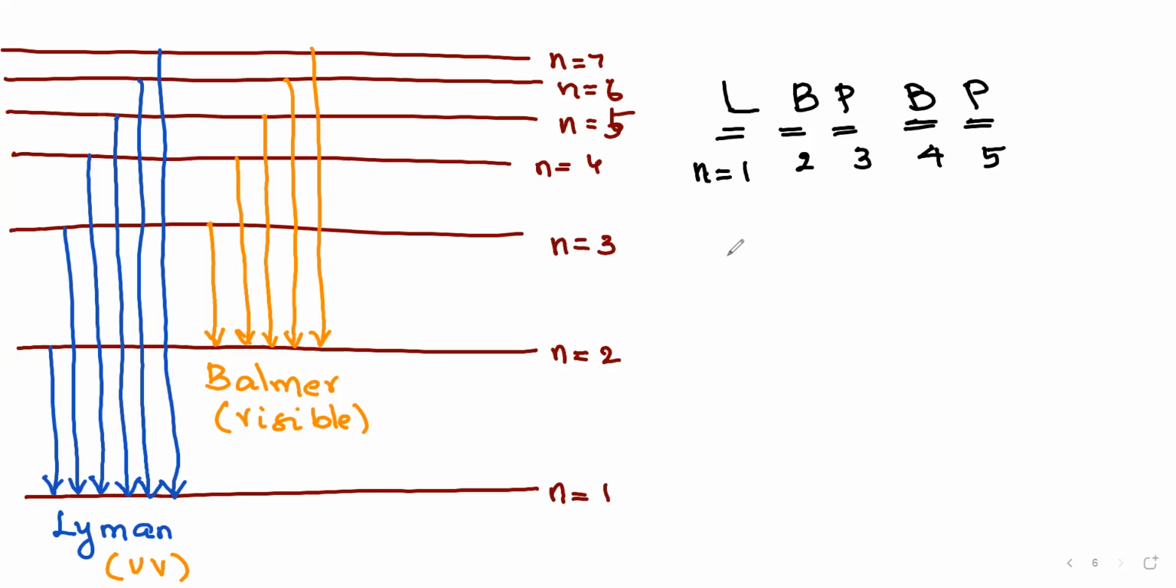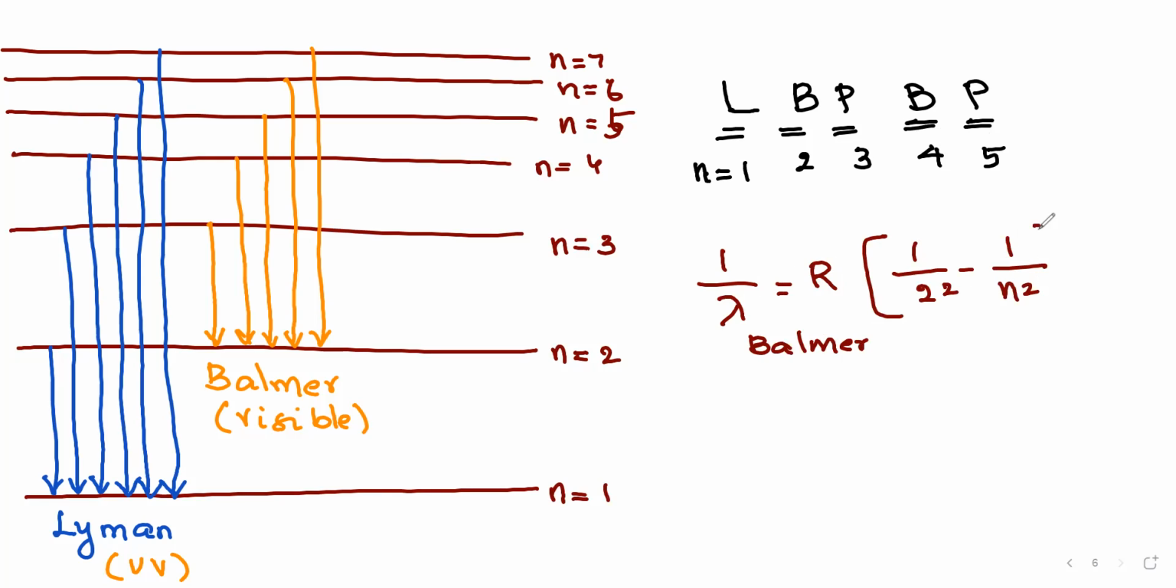And Balmer was the scientist who gave the empirical formula of 1 by lambda is equal to R into, since it is Balmer, the series it falls to is 2, so 1 by 2 square minus 1 by n square, where the n value is from greater than 2, so 3, 4, 5, 6, etc.